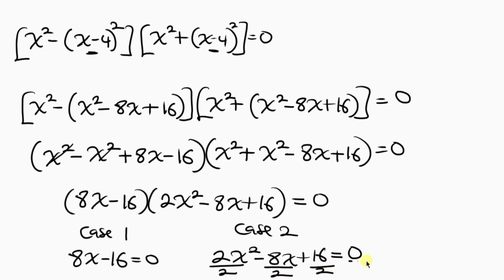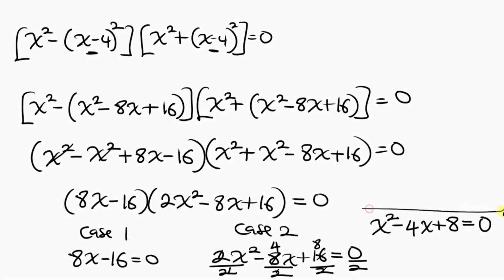Now, dividing through by 2, these 2 can cancel out so that we have x squared minus 8 divided by 2, that is 4. So minus 4x, and then plus 16 divided by 2 is 8. So plus 8 equal to 0 divided by 2 is 0. So this is our second case. Now let's focus on our first case to get the value of x.